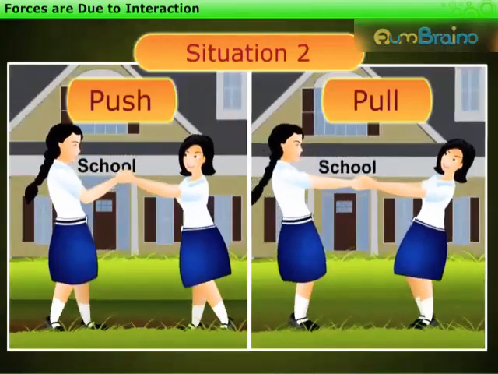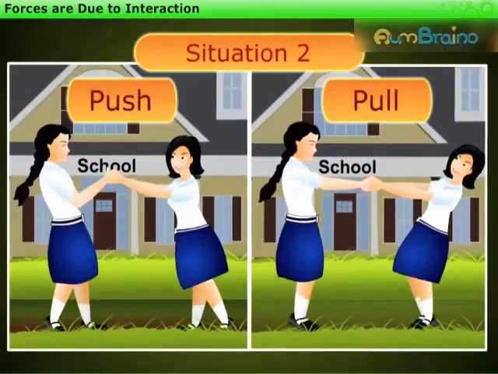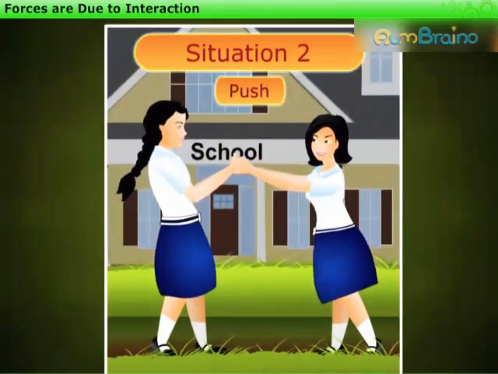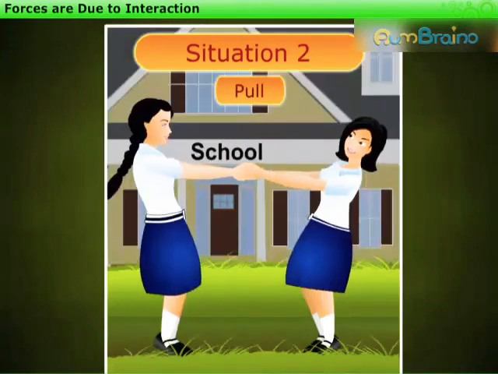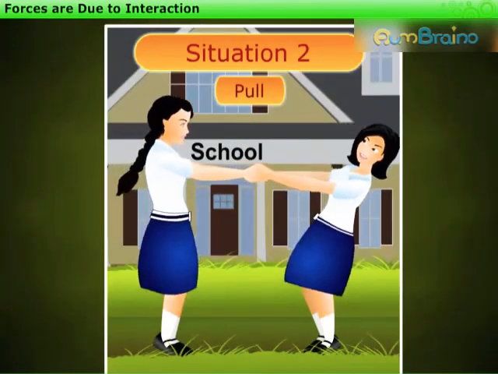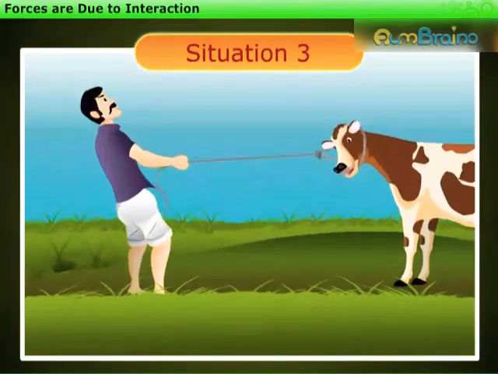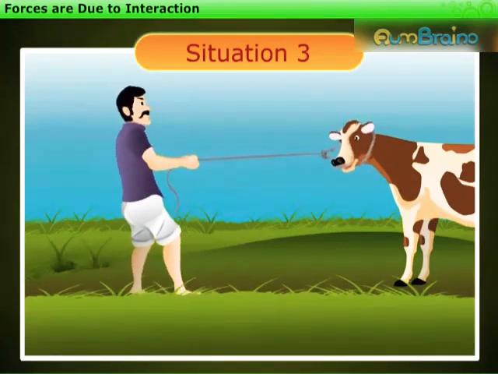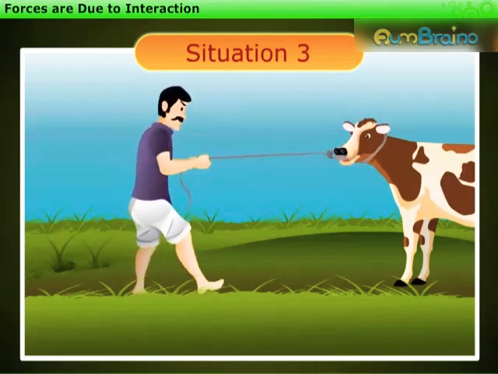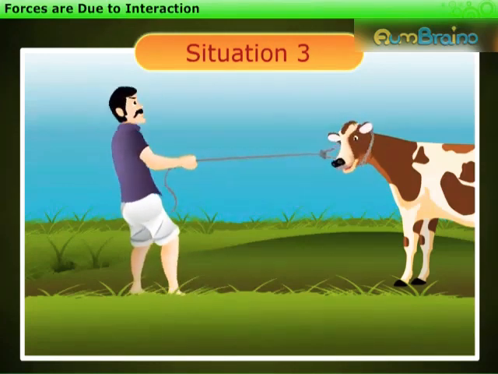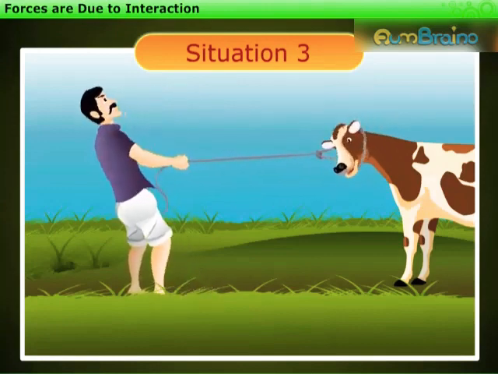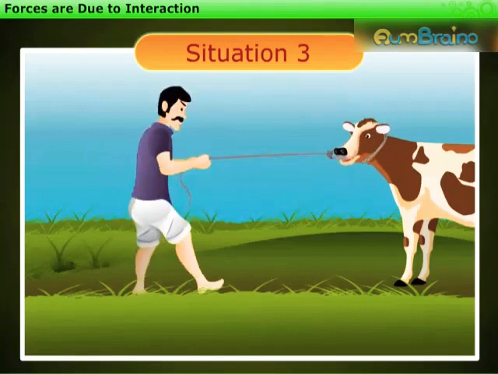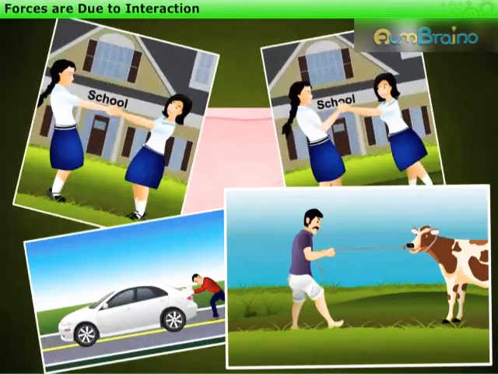Let's see the situations where the two girls are applying force on each other. In the first case, both the girls are pushing each other, whereas, in the second case, both the girls are pulling each other. Also, observe this situation, in which a man tries to pull a cow, and, in turn, the cow opposes the force. Thus, both the cow and the man try to pull each other by applying force in opposite directions. From all these examples, we understand that at least two objects must interact for a force to come into play. In other words, forces are due to interaction.